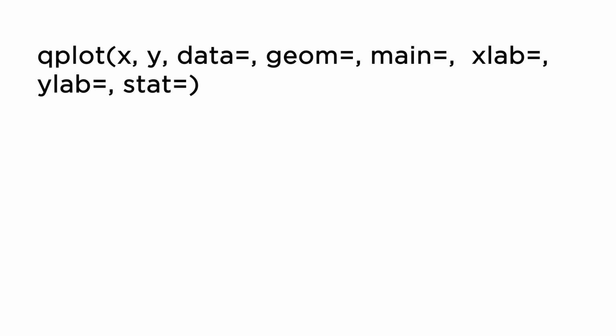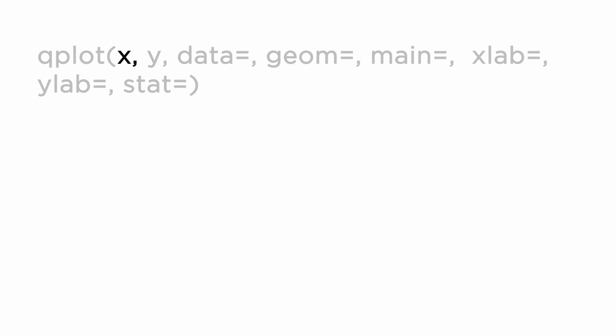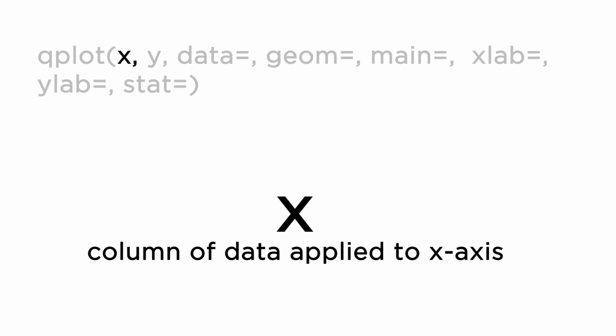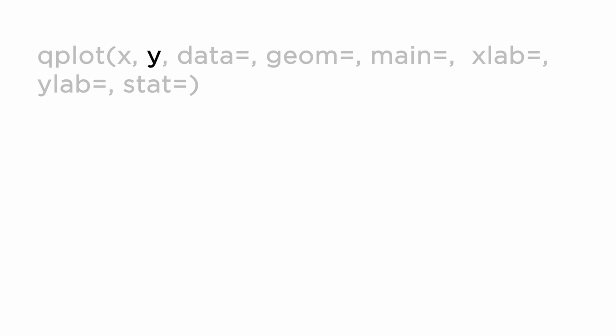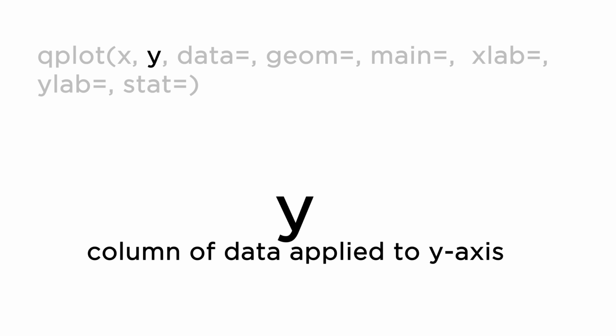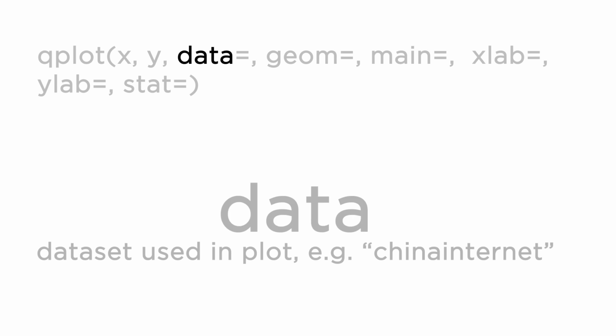As I mentioned earlier, here's the framework for the qplot function. Qplot takes many parameters. So the first parameter is x. X is the column of data, or our variable, that we want to show on the x-axis. Y is the column of data, or the variable, that we want to show on the y-axis. Data represents our data set. So in this case, we'd say China Internet.